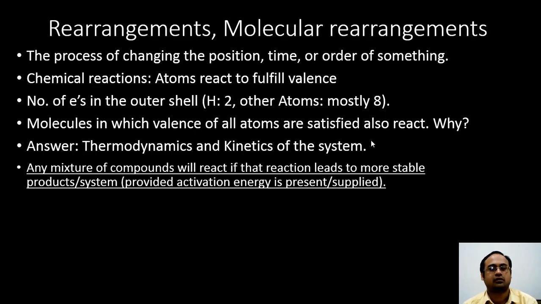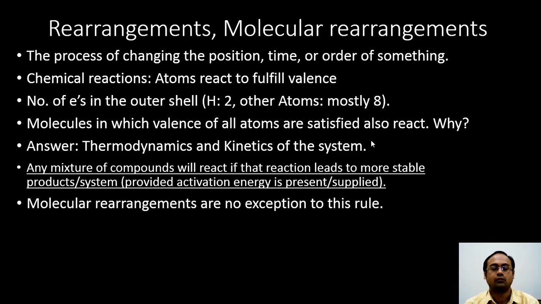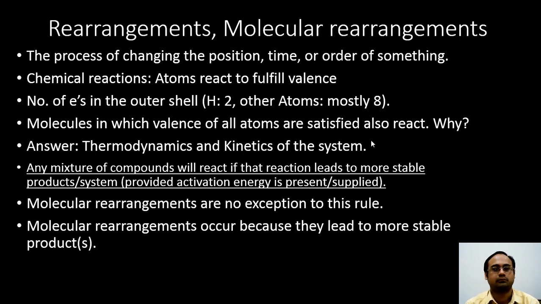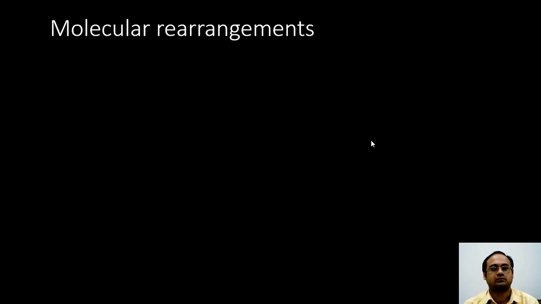So we find that any mixture of compounds will react further if that reaction leads to more stable products or systems, provided we supply the necessary activation energy, or that activation energy could already be present within the system as a function of its temperature, pressure and other factors. So molecular rearrangements are no exception to these rules. Molecular rearrangements happen because they lead to more stable products or systems as a whole. So how are molecular rearrangements further classified, and how can we better understand them?